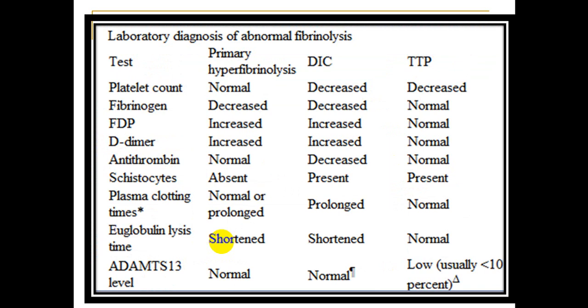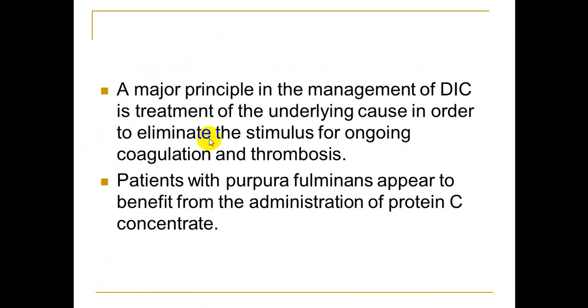This is how we differentiate between chronic and acute DIC. These are lab tests to differentiate DIC, TTP, and primary hyperfibrinolysis. A major principle in the management of DIC is treatment of the underlying cause in order to eliminate the source of ongoing coagulation and thrombosis. Patients with purpura fulminans appear to benefit from, this is a trial, they said some patients get benefit from protein C concentrate as part of treatment.